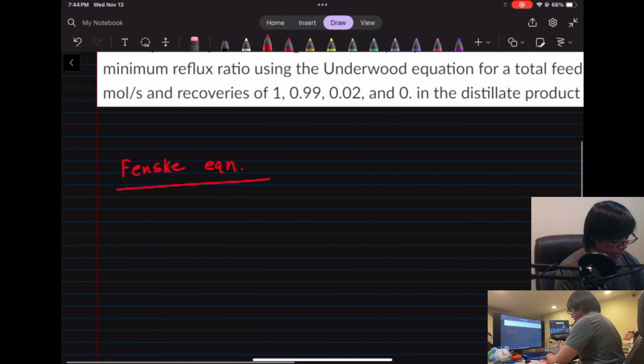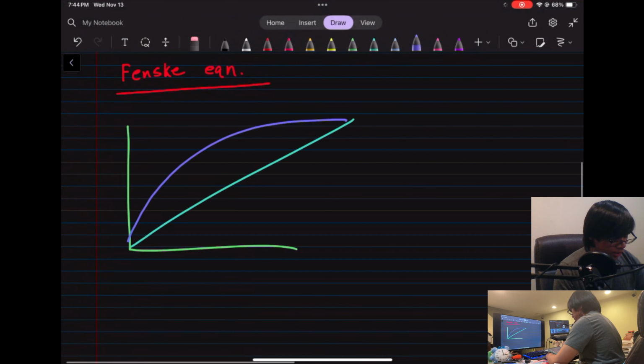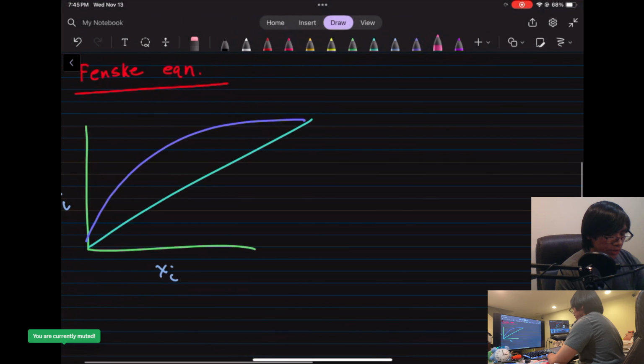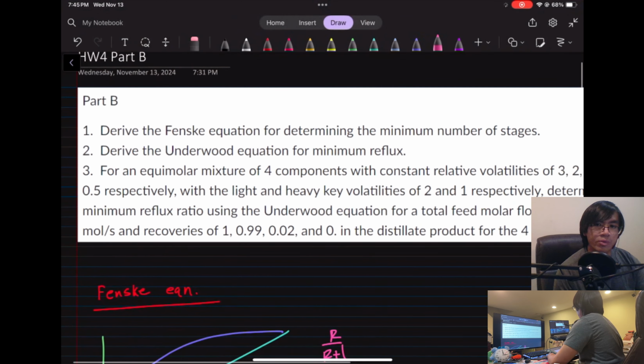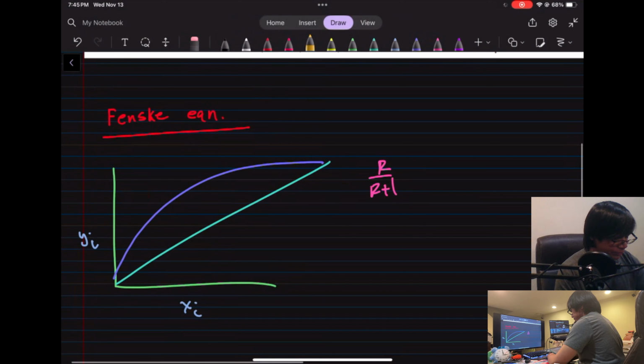Equation. So remember, we have our binary XY diagram. We have our 45-degree line, and then our equilibrium curve. Remember, this is for Y's and X's, our mole fractions corresponding to each other, so they're in pairs. And remember our operating line, specifically for the rectifying line, it was R over R plus 1. And now since we're determining the minimum number of stages, we want this operating line instead of how it usually looks. Or I'm sorry, it should touch the line here.